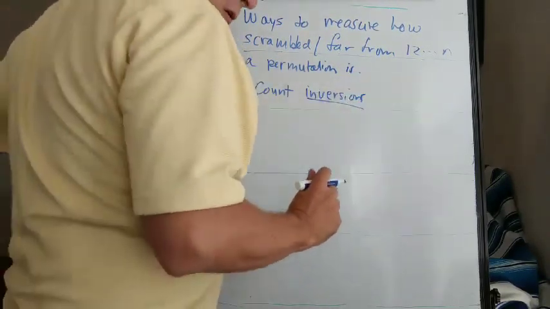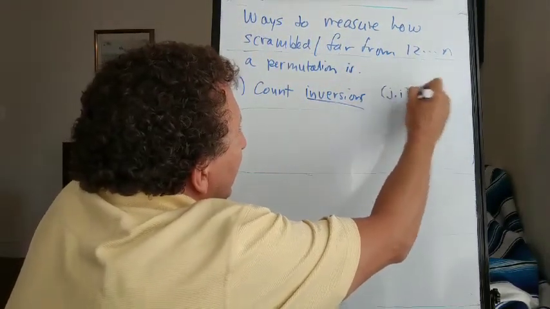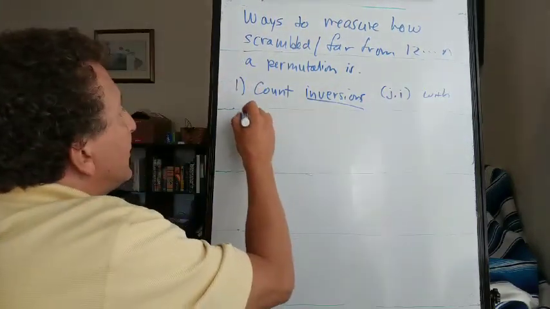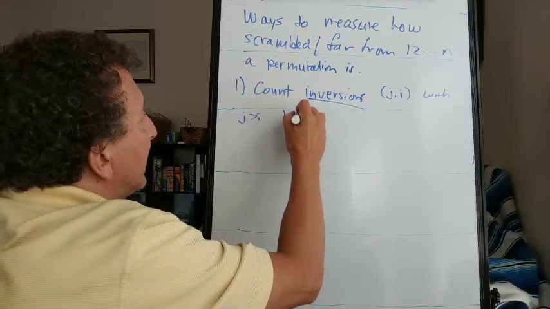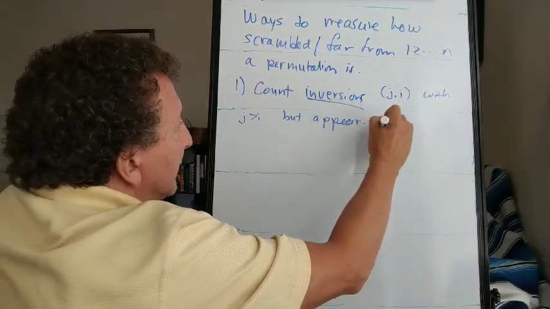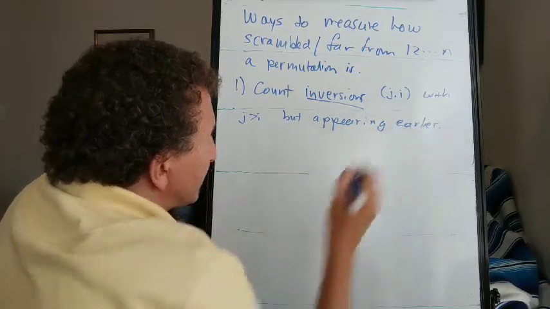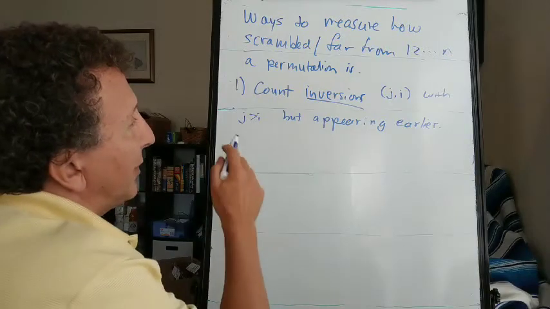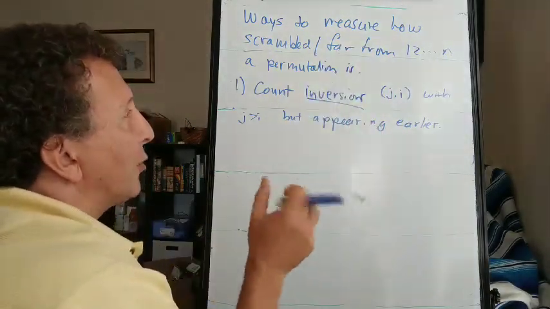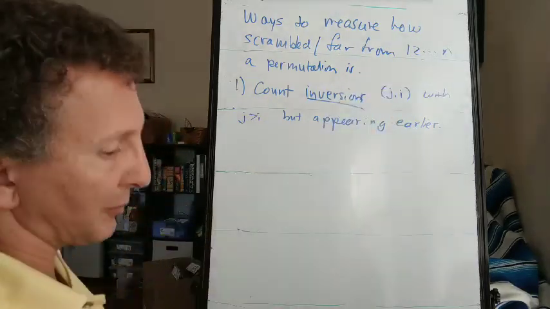An inversion is a pair of letters j, i with j greater than i, but appearing earlier. Right, so if all the letters were in order, there wouldn't be any inversions. Then the more out of order they are, the more pairs there are where the larger letter appears before the smaller letter.